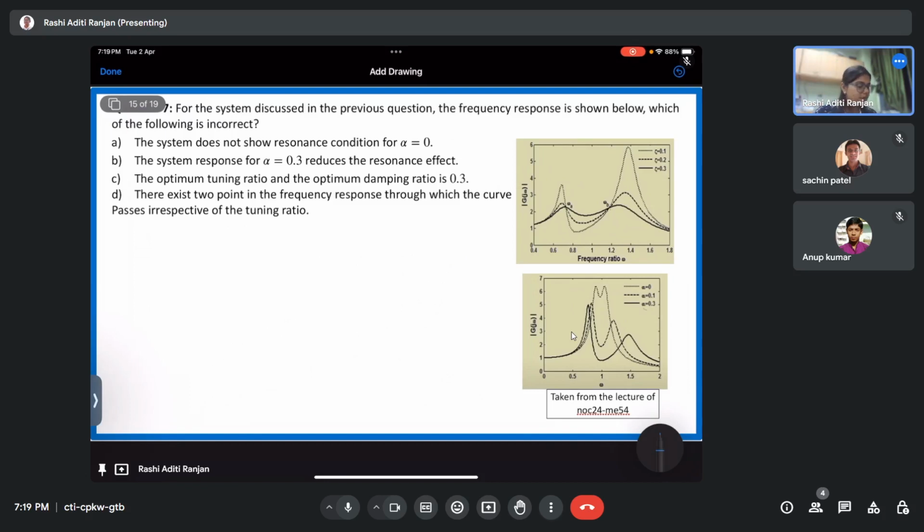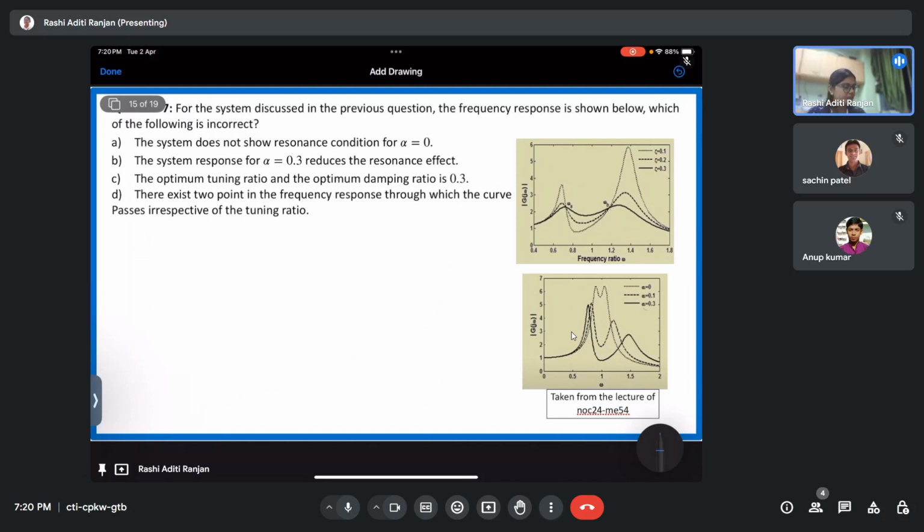Okay, so the question says that for the system discussed in the previous question, the frequency response is shown below. Now, which of the following is incorrect? It is asking which of the following is incorrect. Now, I'll just tell you that my alpha is the tuning ratio, which I found out. I had a formula for finding the optimal tuning ratio, but my alpha is the tuning ratio.